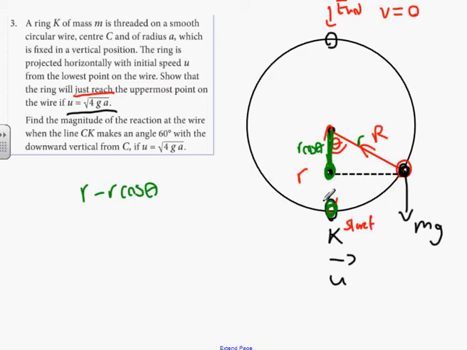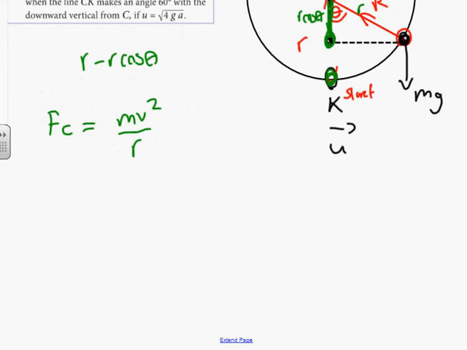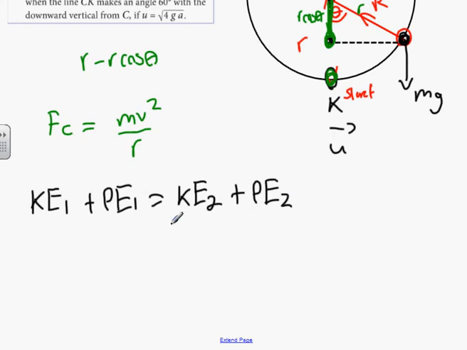Remember, in vertical motion, what are the two formulas you're looking at? You're looking at F_c equals mv squared over r. And can anybody tell me the second equation you use? KE1 plus PE1 equals KE2 plus PE2, otherwise known as conservation of energy. Your kinetic energy formula is a half mv squared, and your potential energy is mgh.